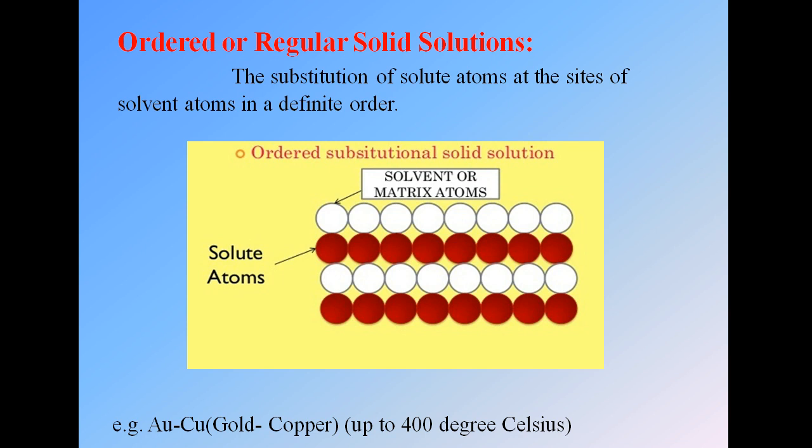Au means gold, Cu means copper. This solution will show the same structure up to 400 degrees Celsius. And the main condition here is that the size of solvent and solute must be the same, then and only then can we replace the solvent with the solute. If the size is different, we cannot replace. So this is the ordered solid solution.